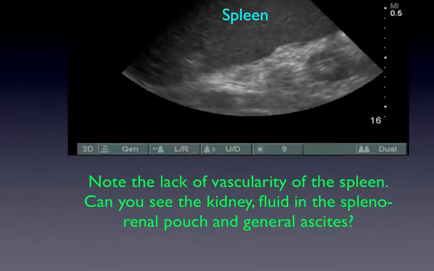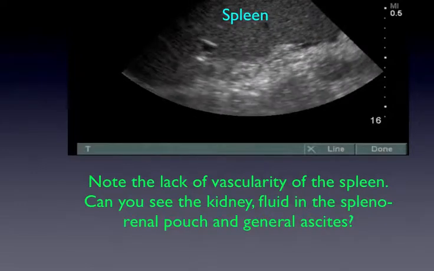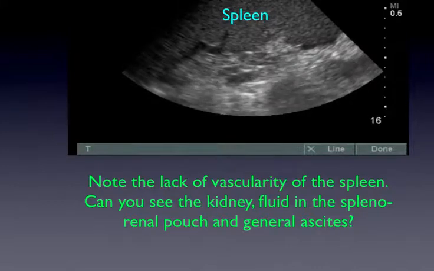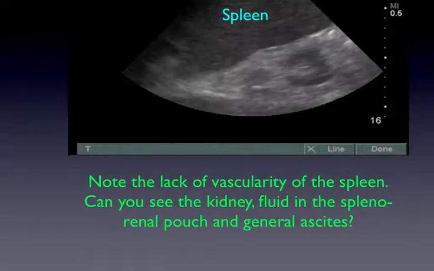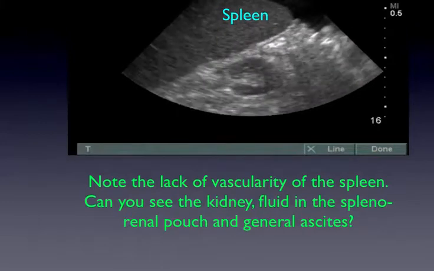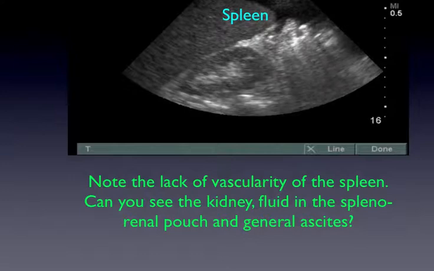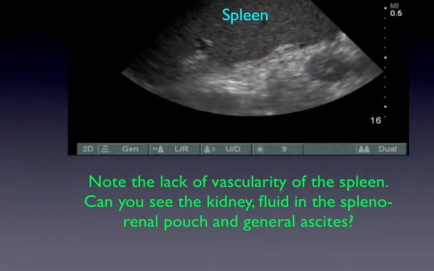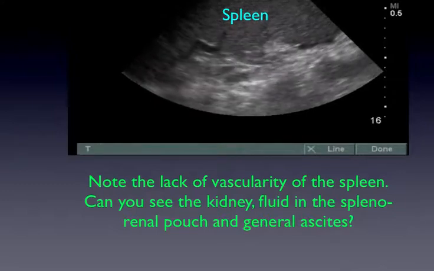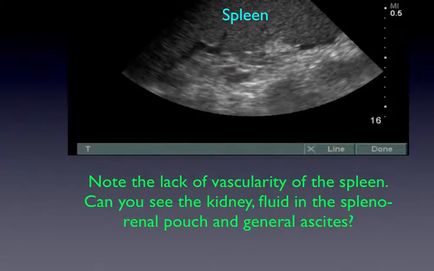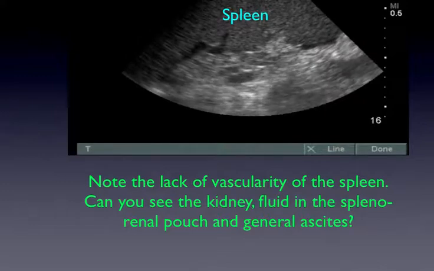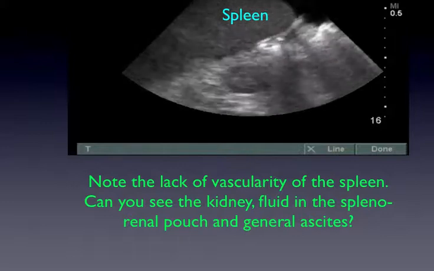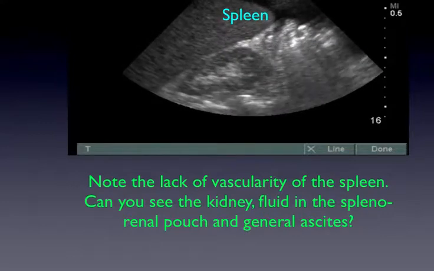Now here's a clip of the spleen, which is rather large, and you'll see typing appear on the left side of the screen saying big spleen. And you note the lack of vascularity in the spleen. And on the slide you can see also the question, can you see the kidney fluid in the splenorenal pouch and the general ascites? So the kidney is at the inferior margin of the screen. It'll appear shortly. You can see the hyperechoic space between the spleen and the kidney, and there's the ascites on the right of the image.